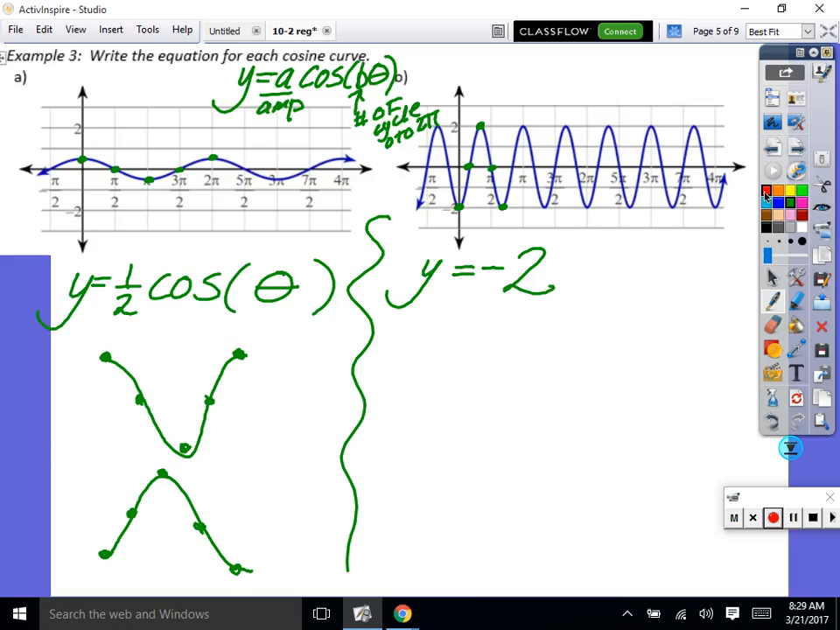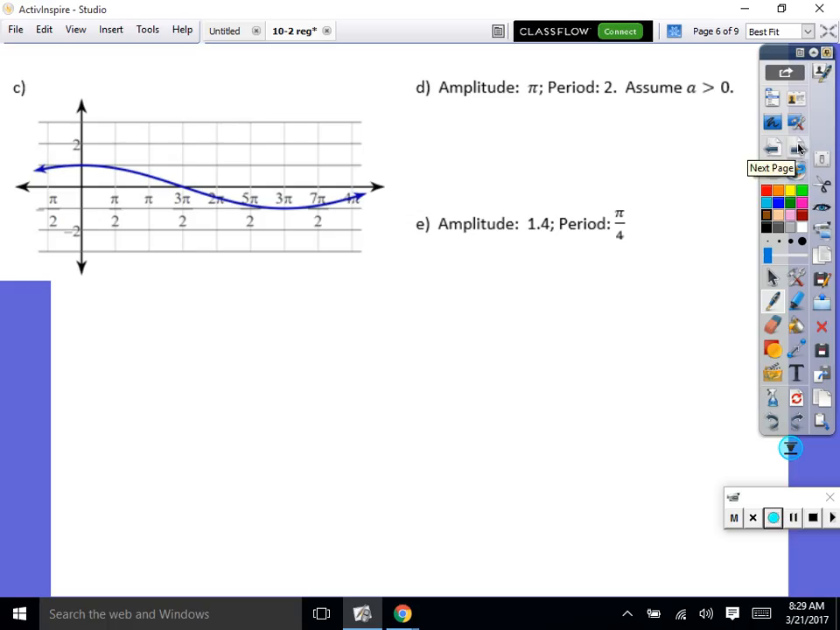Now let's count how many cycles. I just did 1, so then min, 0, max, 0, min. There's our second one from 0 to 2 pi. Sorry, min, 0, max, 0, min. And how many cycles do we see? 3. So it'll be negative 2 cosine of 3 theta, because there were 3 cycles from 0 to 2 pi. All good? Okay, almost done with the examples, and the rest of the time will be yours.